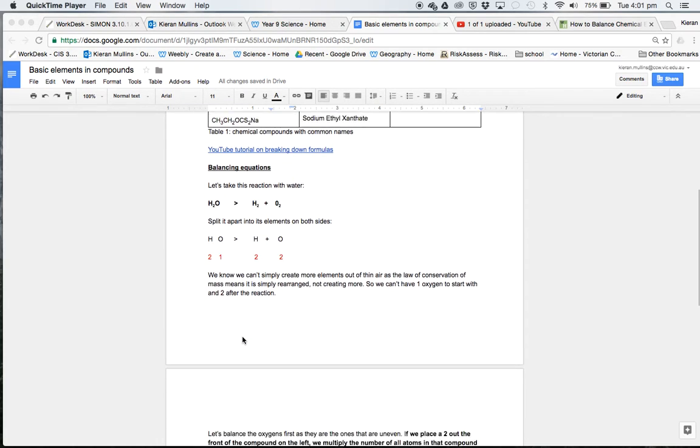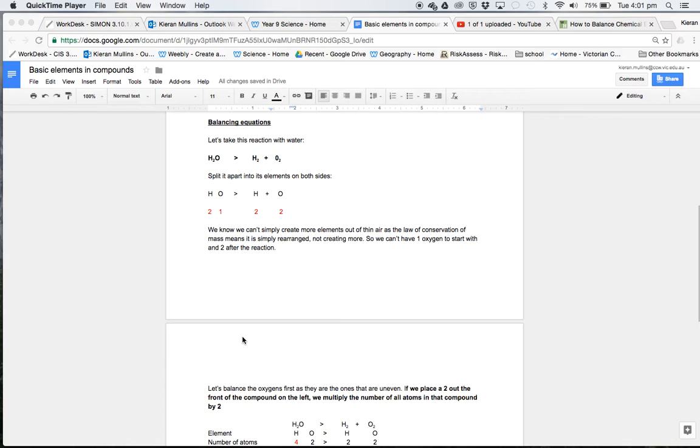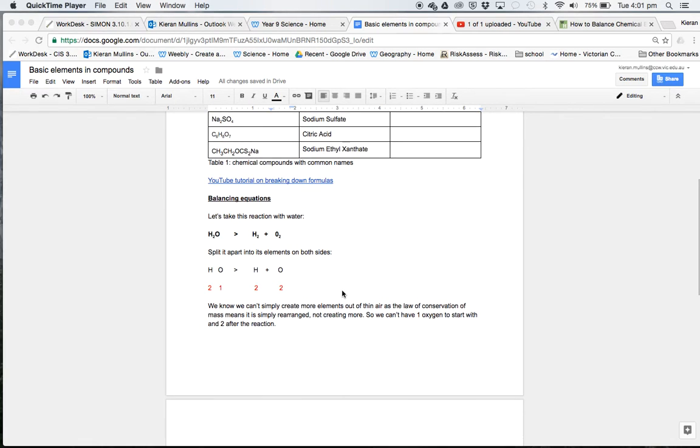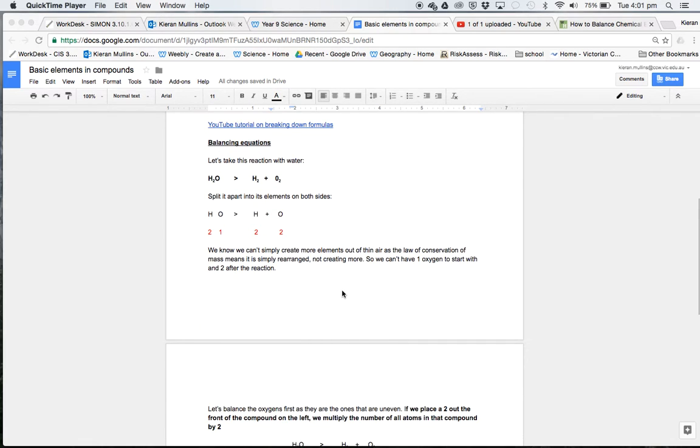I'm going to step through this off the sheet that you guys will be able to have, and I'll fill in things as we go. We're going to look at water and a reaction that takes place with water, where it is broken apart into its separate components, I guess you could say.